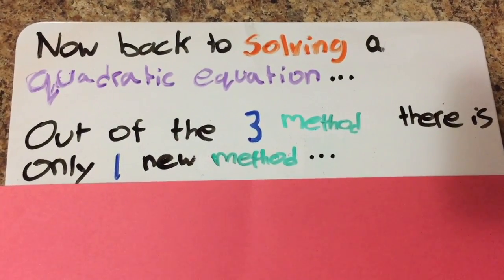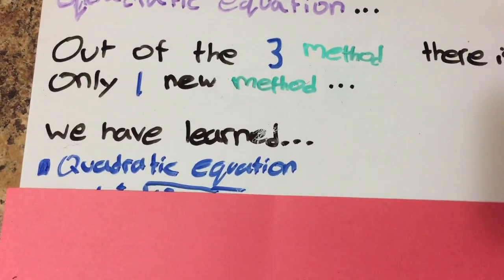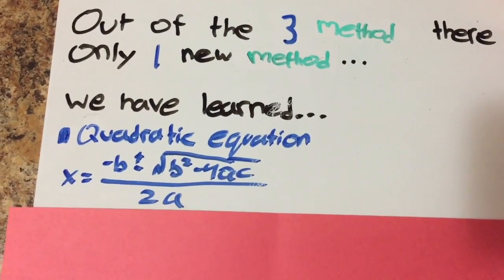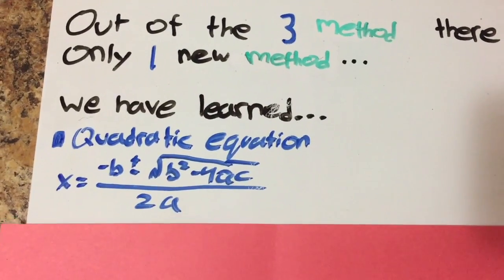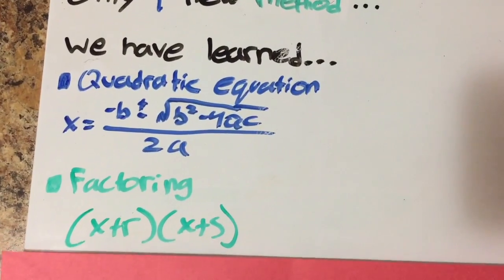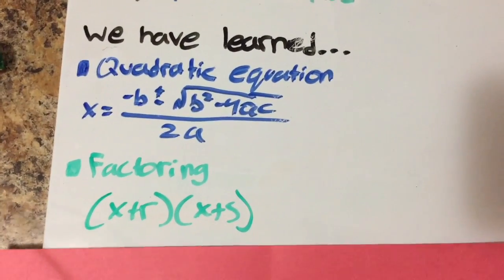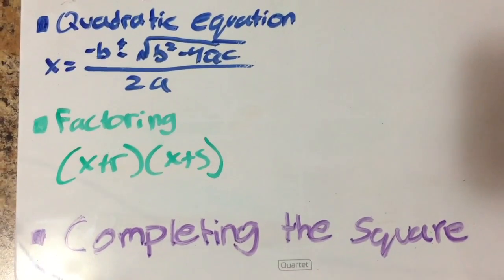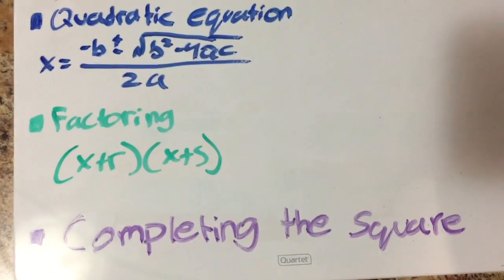Out of the 3 methods, there is only one new method that we haven't learned yet. So far, we've learned the quadratic formula, which is x equals negative b plus or minus square root of b squared minus 4ac, divided by 2a. We've learned factoring, which is bracket x plus r bracket bracket x plus s bracket, and the only method we haven't learned is completing the square. We will be reviewing the last 2 methods, and also we will be learning the 3rd method.